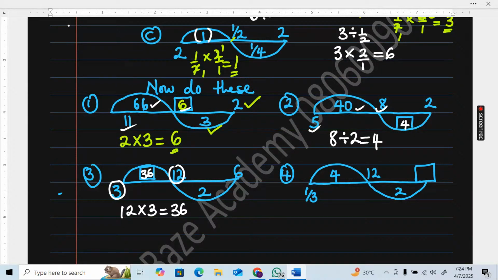Okay, let's move on to number 4. Tell us how to get the missing number for number 4. Post it in the comments. Make sure you type your name. Oh, some people are already posting it. Awesome. I like this. Make sure your name is beside your answer. How do we get the answer to number 4?